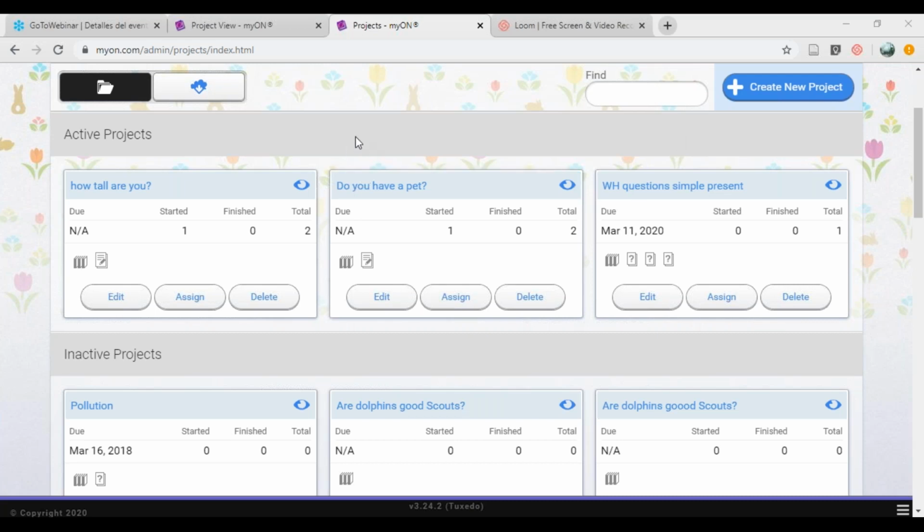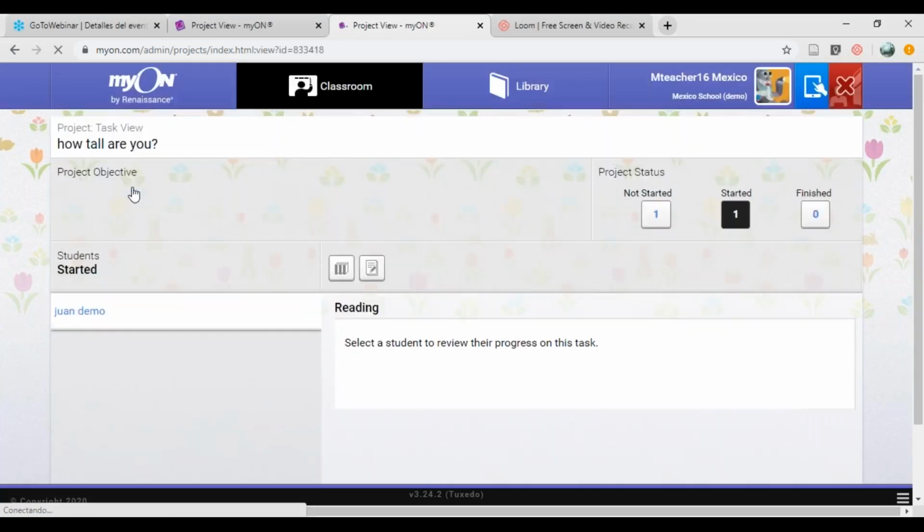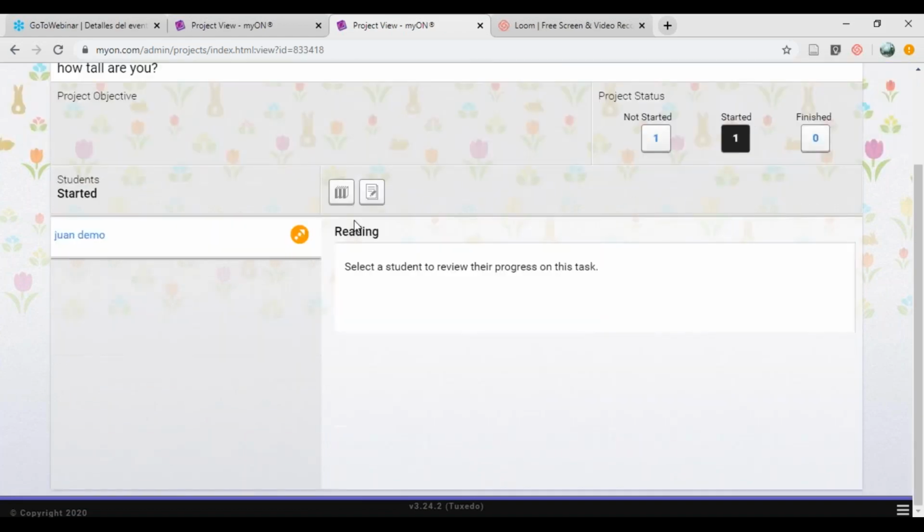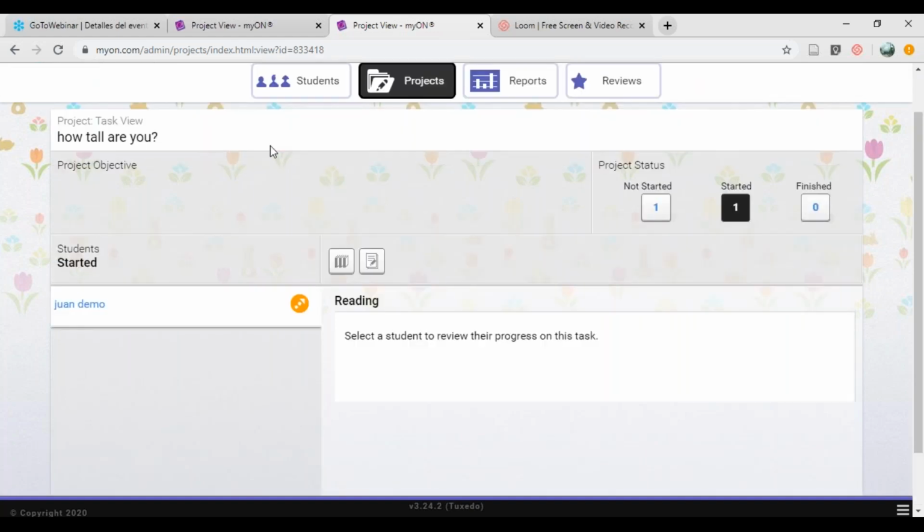So here what I am doing is that I prepared this project that is how tall are you? This is what we call a fat question, or a triggering question. As you can see, the question is very simple. How tall are you? It's super simple. But what I am doing here is that I am going to adapt this question, and I am going to transform it into a more complex question so they can write.